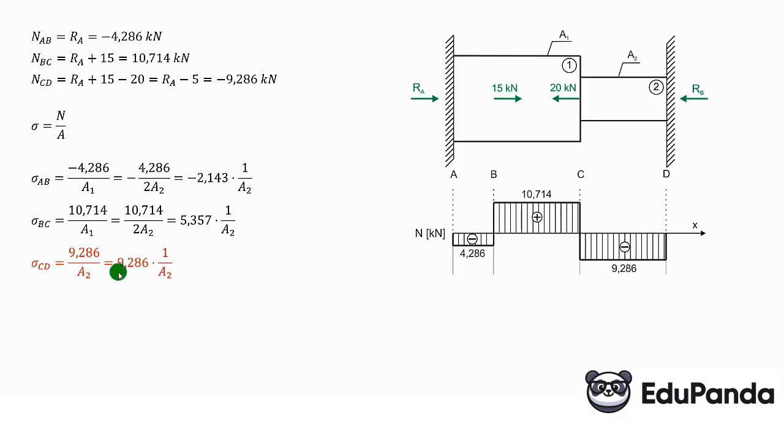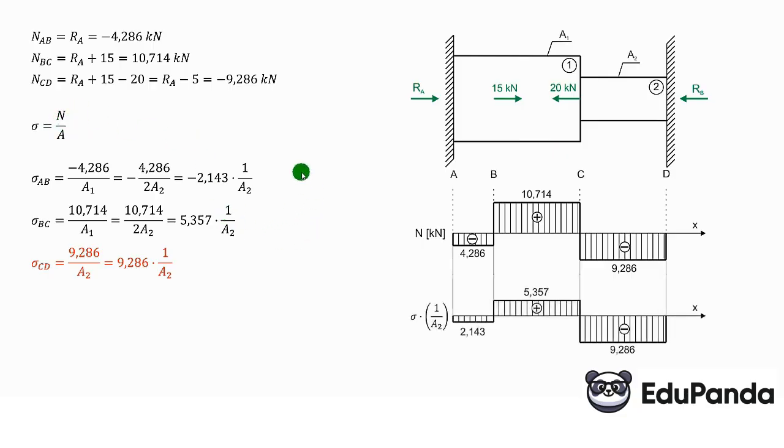Okay, so the greatest stresses are in the range CD, which is quite obvious, because here we have the smallest cross-sectional area, and the smaller the cross-sectional area, the greater the stresses in this part of the rod. Well, it also naturally depends on the force. Okay, we can move on to the second example. And here I've also drawn a stress graph times 1 over A2. We can represent this on a graph.